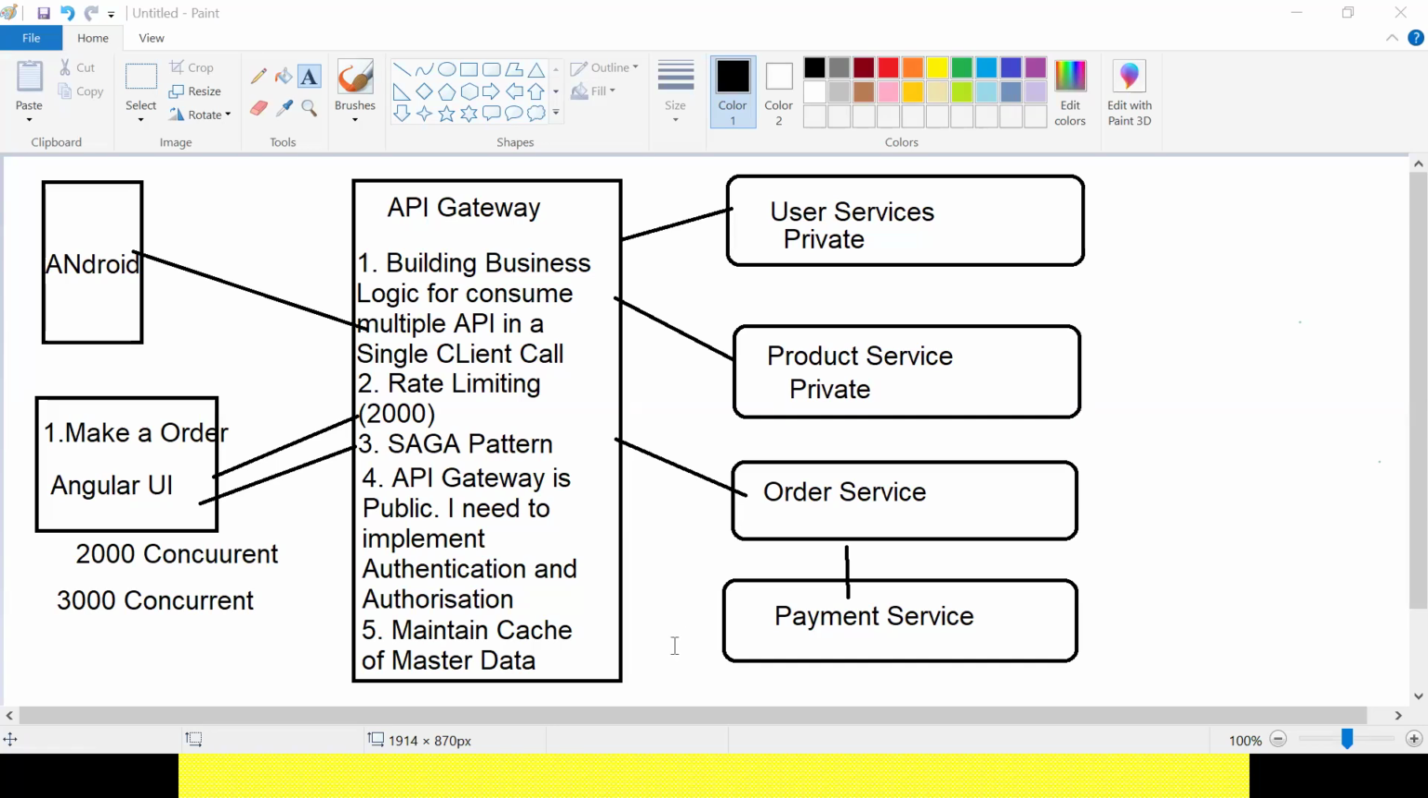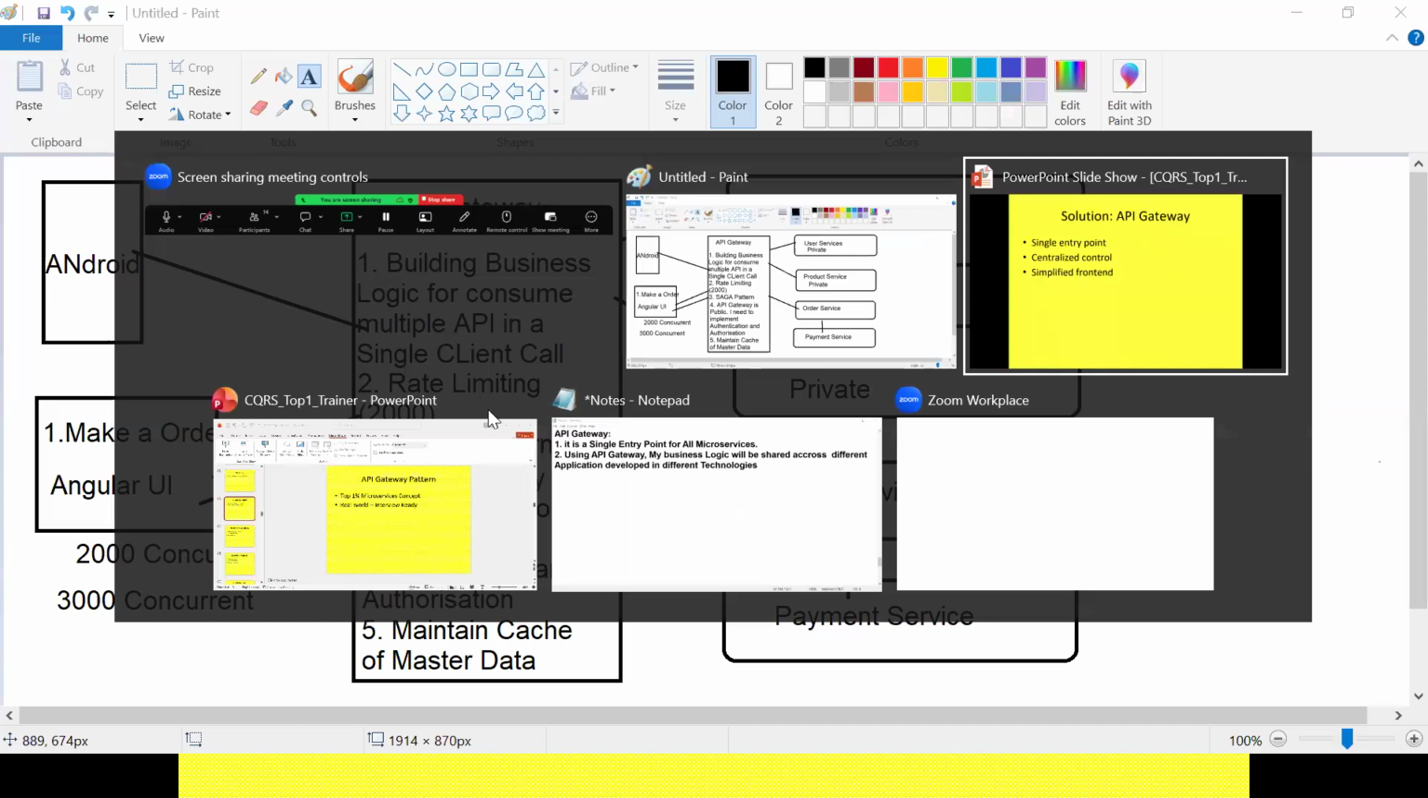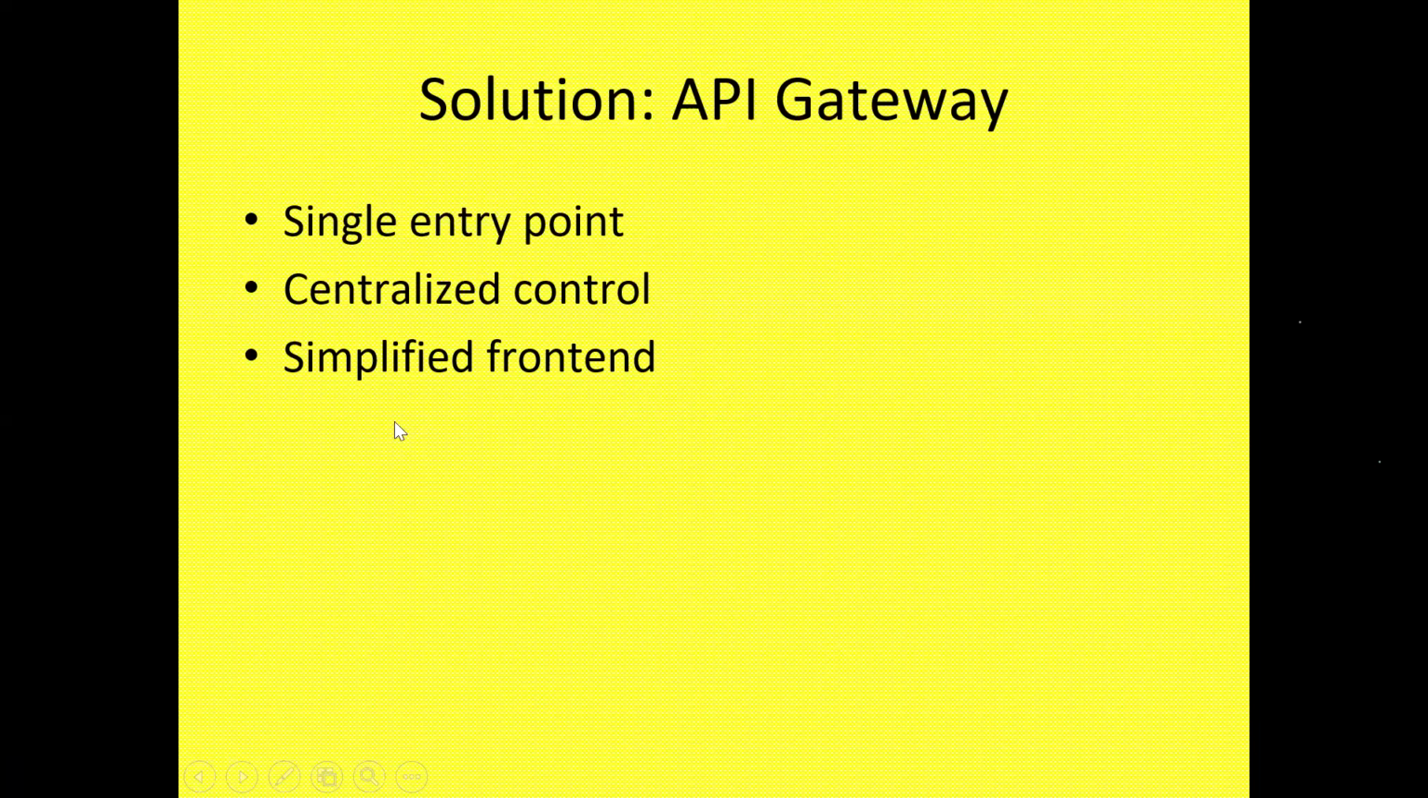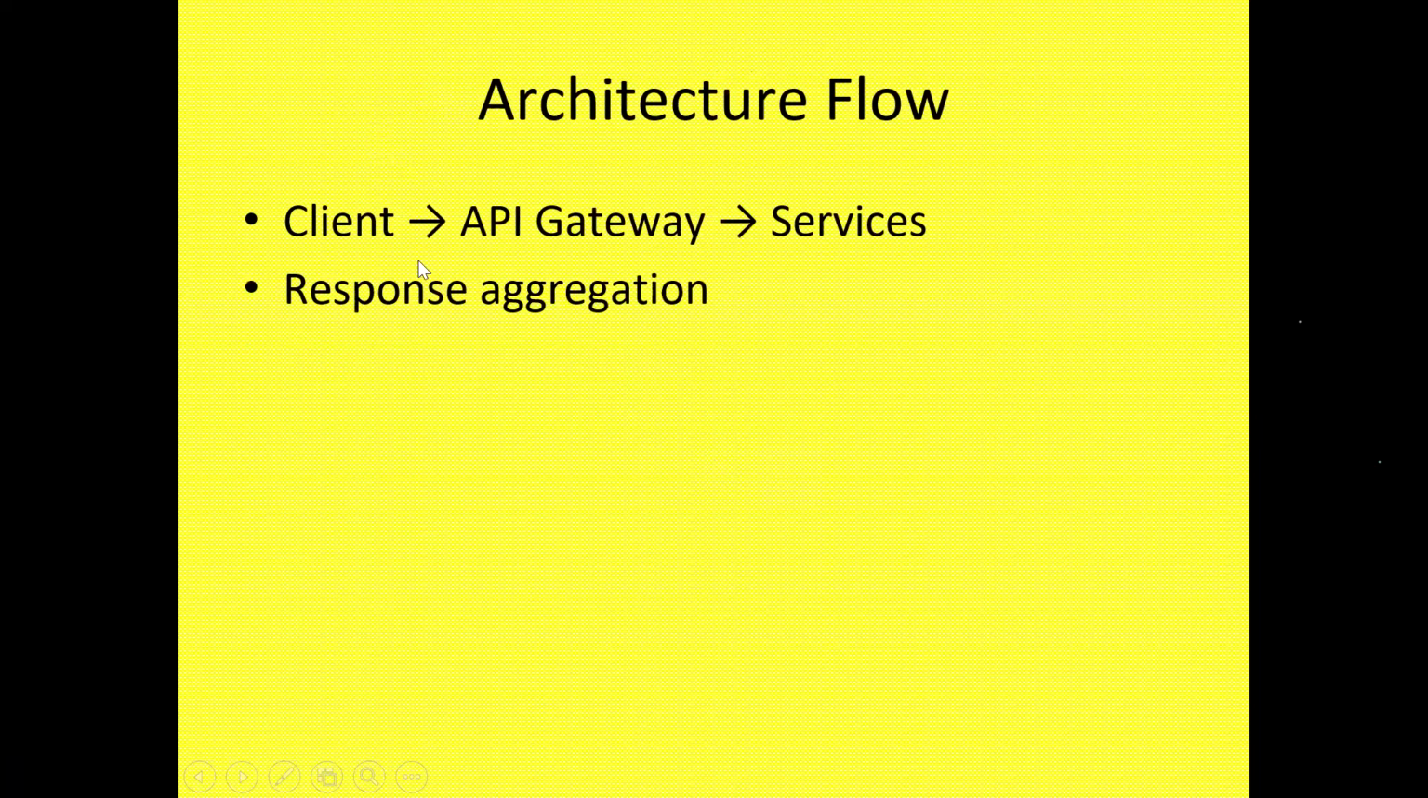So let's get into the PowerPoint. Simplified front end, you understand these points, everybody? The basic architecture flow is: the client calls an API gateway, and the API gateway calls independent services. That means the API gateway gets the response aggregation of multiple services, and returns a single response to the client as an aggregation of multiple service calls.